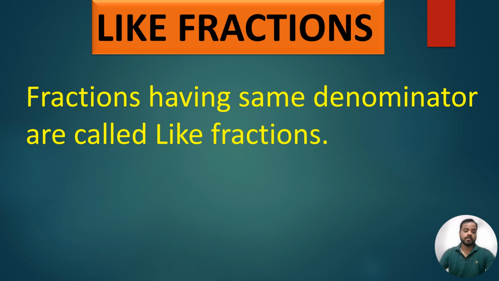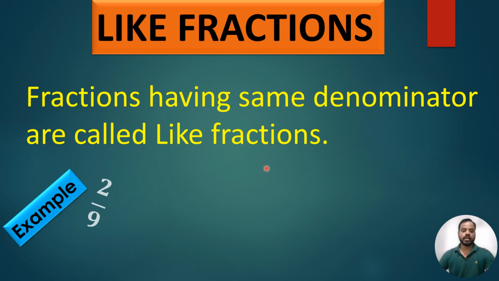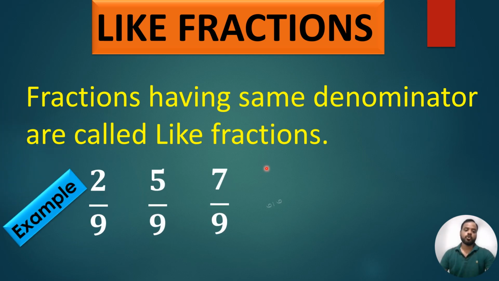The fractions having the same denominator are called like fractions. What does that mean? If the denominator of all the given fractions is the same, then they are called like fractions. So what are its examples? 2 by 9, 5 by 9, 7 by 9, 9 by 9, 11 by 9.